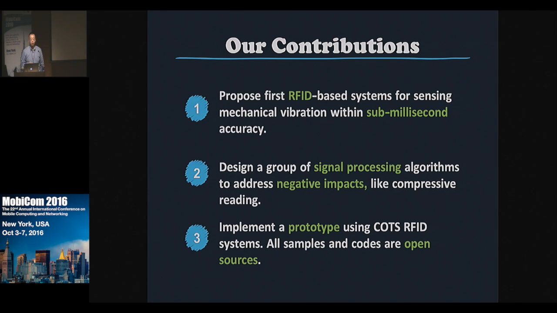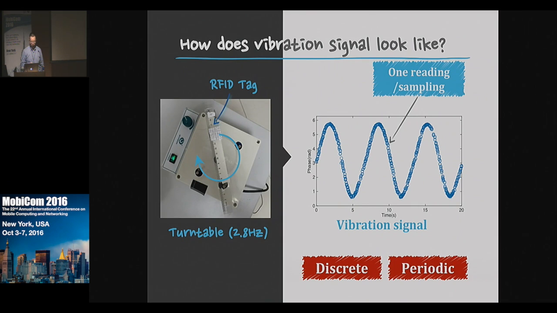In total, in this paper, we make the following contributions. First, we propose an RFID-based system for sensing mechanical vibration with sub-millisecond accuracy. Second, we design a group of signal processing algorithms to address the negative impacts. And we also implement a prototype using commercial RFID systems. We have submitted the benchmark and code to GitHub. You can download it for free.